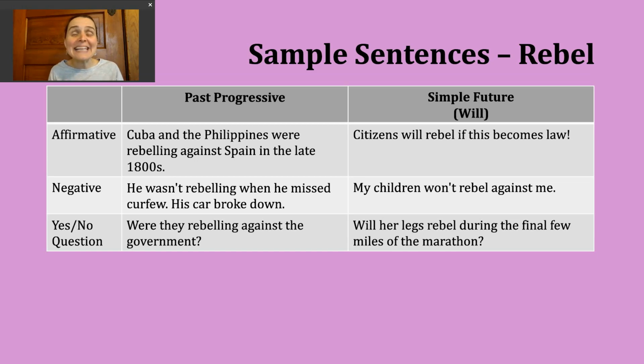Now let's talk about making negative simple future sentences. To do this, I start with my subject, I use will not, and then the base verb. You might hear the contraction won't, W-O-N apostrophe T. That's very common in spoken English. I've actually used it in my example. My children won't rebel against me. Many parents say this quite confidently when their children are quite young.